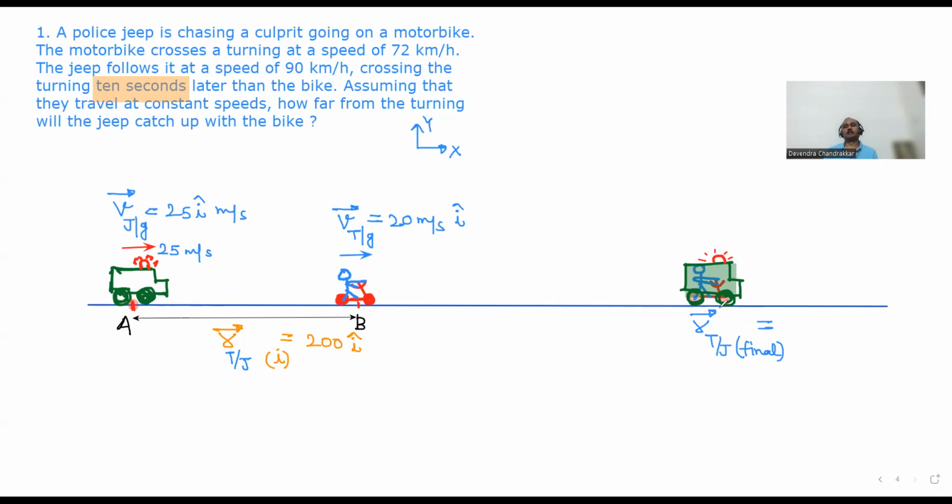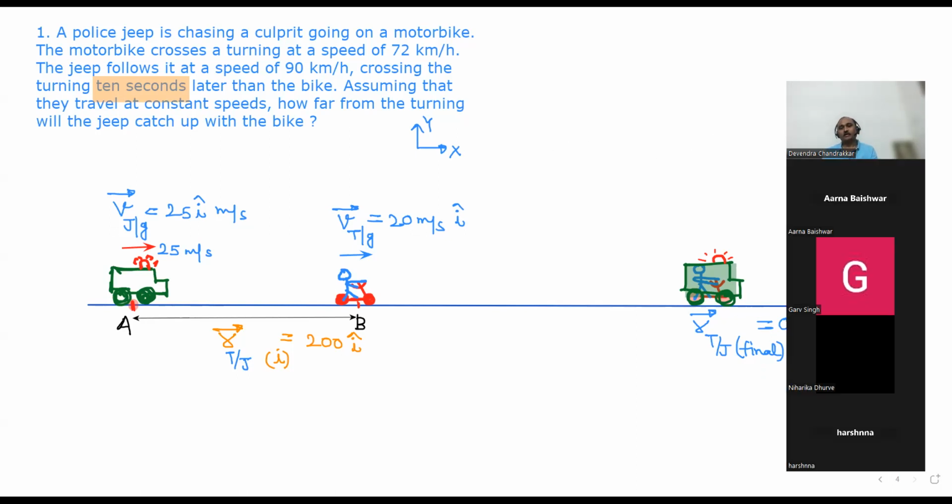Niharika Dhurve, what is the answer to this question? RTJ final. सर 0. You are at the same location. आरना बैसवार, आपको समझ आ रहा है नहीं आ रहा है? तुम वीडियो ऑन करो पहले. बिना वीडियो ऑन करे बैठोगी ना, तुमको कुछ नहीं समझ में आएगा. अगर नेट ठीक है बेटा तो ऑन कर ले वीडियो.